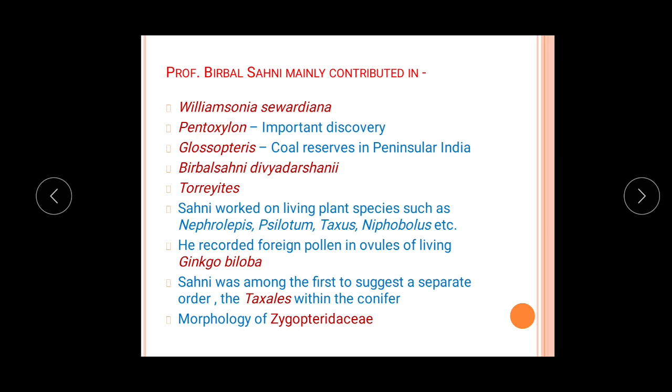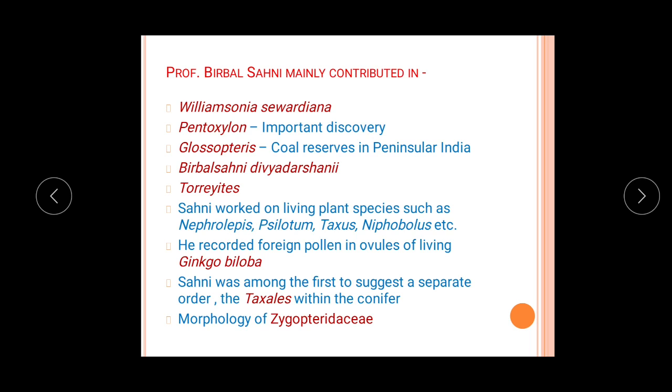The tongue-shaped leaf Glossopteris represents a unique group of extinct vascular plants. This vegetation was responsible for the precious coal reserves in peninsular India. So the work on Glossopteris, which is observed in the coal reserves of peninsular India, was also done by Professor Birbal Sahni. Then Birbal Sahni Divya Darshani.